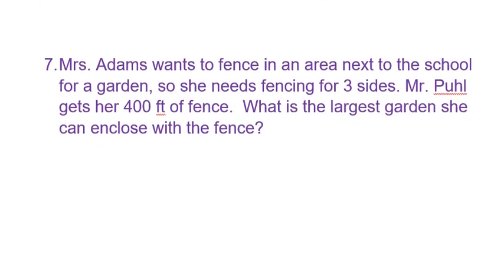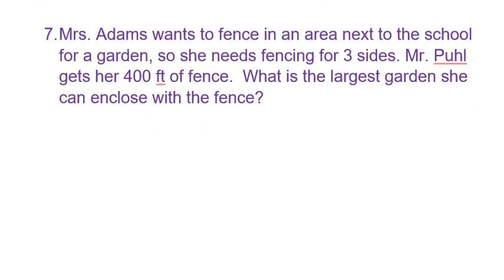All right, number 7, especially for Jessie here. Ms. Adams wants to build a fence, or fence in an area next to the school for a garden, so she needs fencing for 3 sides. So the school's going to be one side, we're going to need fence on 3 sides. Mr. Poole gets her 400 feet of fence, and we want to know the biggest garden she can enclose.